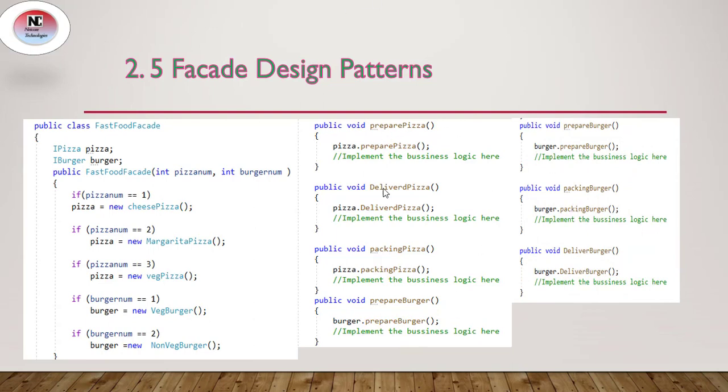In this, it also has its own logic, and it also calls pizza.preparePizza, pizza.packingPizza. So it calls its class methods over here. So the facade has all the methods combined in a single class.